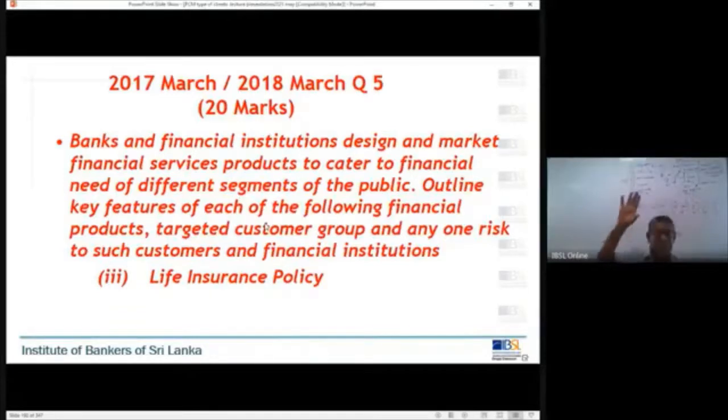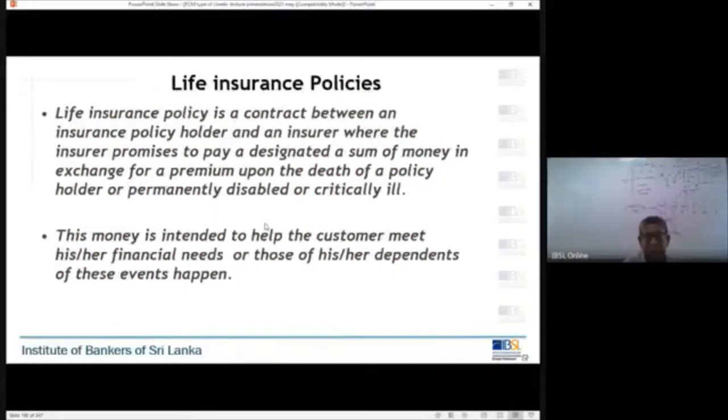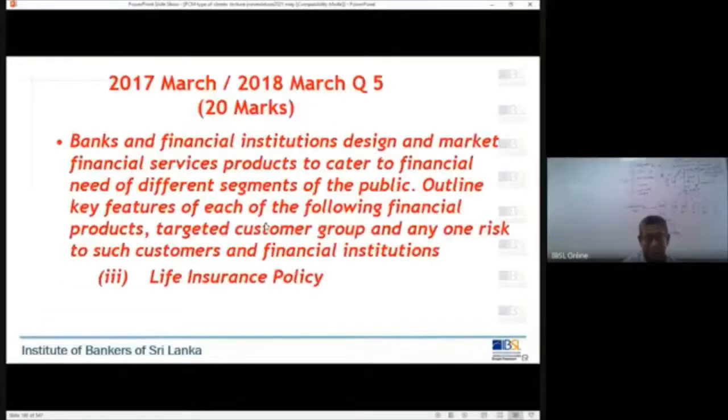What is the format? First, characteristics. Under that, what do you need to write? A life insurance policy is a contract between an insurance policyholder and the insurer, where the insurer promises to pay a certain sum of money. Make it characteristics or features. Then, what are the benefits to the customer? They can use it as collateral. If something happened to the beneficiary, he can take some money. And some benefits. So this is an advantage.